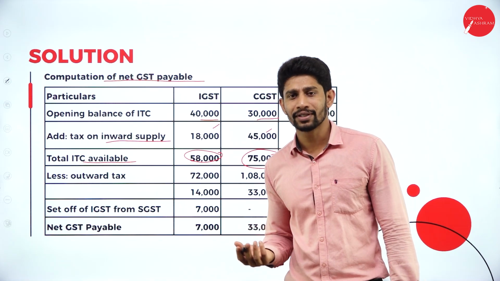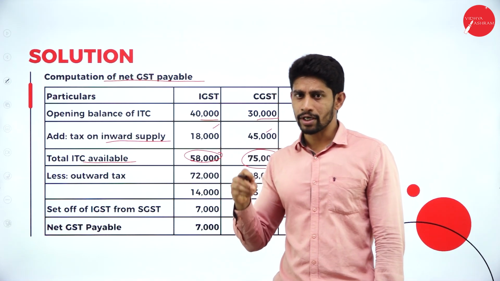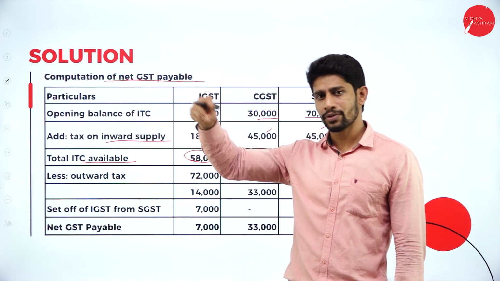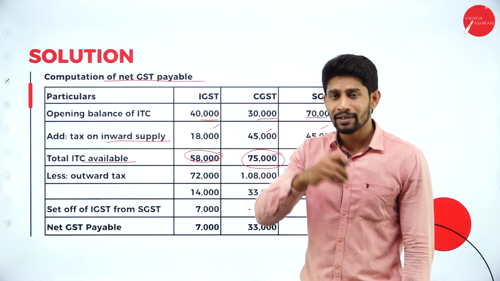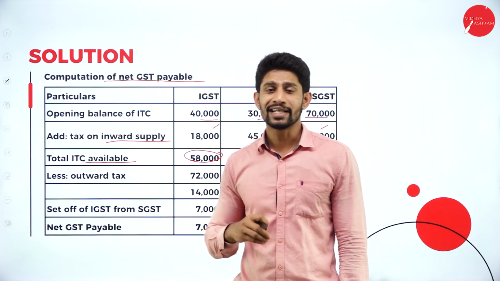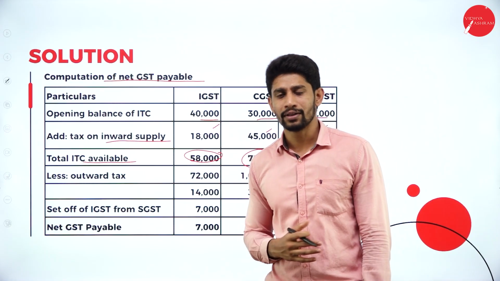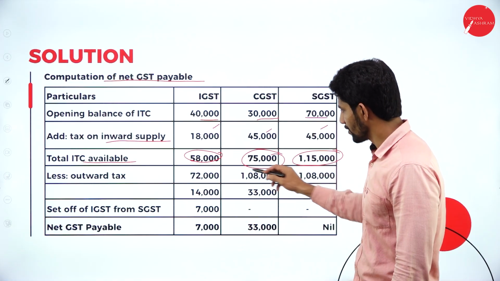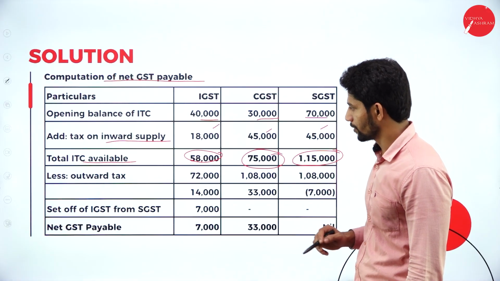So how will you have that balance in your account? Because at the time of purchasing the raw material you already paid the tax. Whatever tax amount you pay will automatically be credited in your ITC account, that is the input tax credit account, if you have fulfilled all the criteria. That is how you have this balance in your ITC balance account, that is the opening balance account.